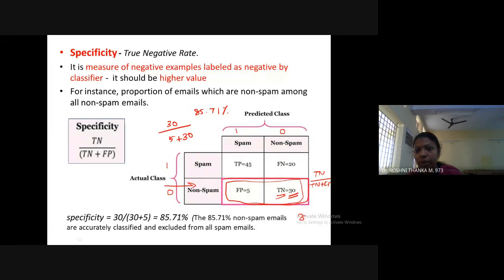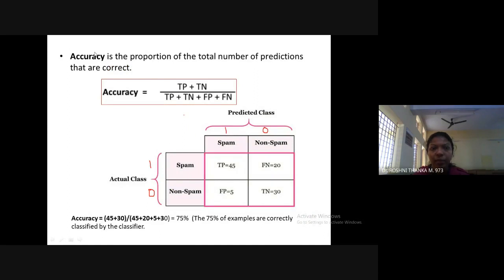So 30 divided by 35 is the thing, total. So here we have 85.71% of non-spam mail, which means the negative class, accurately classified. So that is said to be the specificity. And the next one, accuracy.